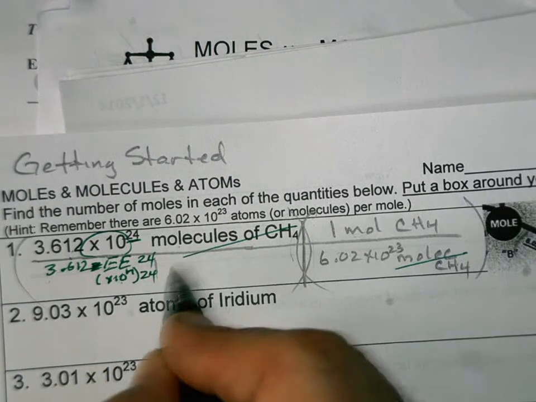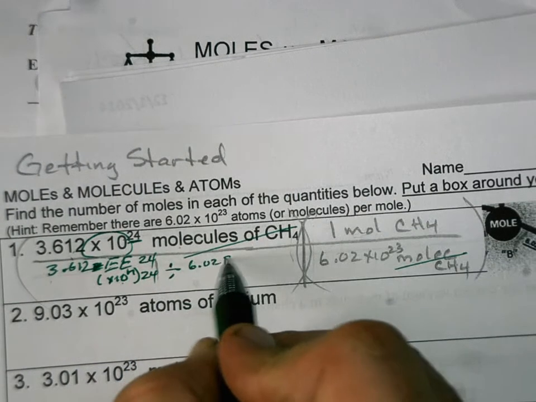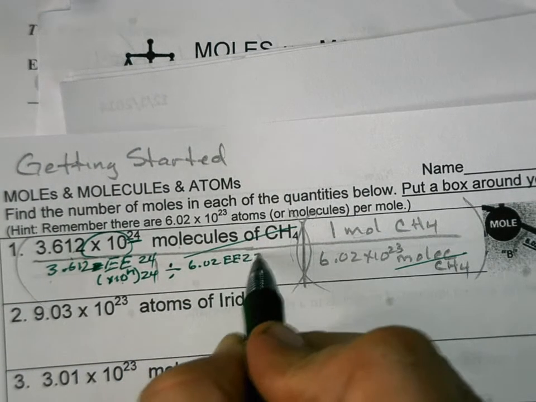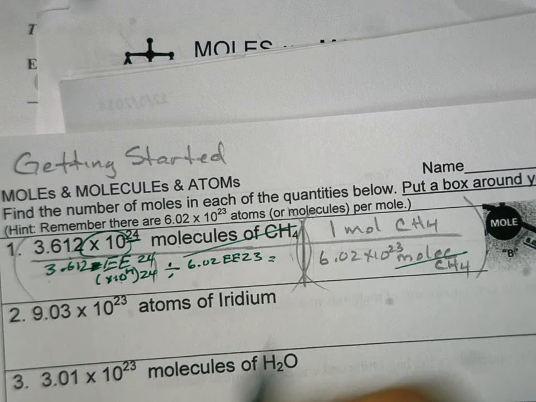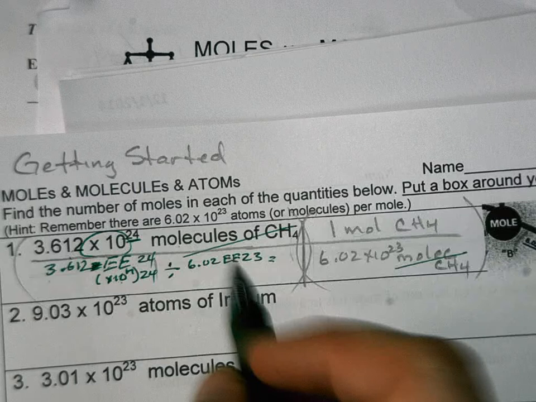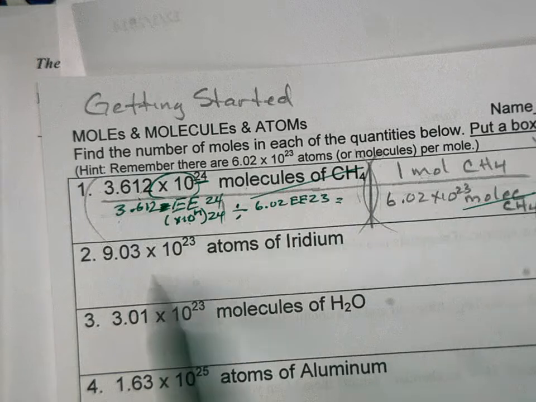Then you're just going to hit the divide button, and divide by 6.02 EE 23. That gets it set up. Then you hit equals, and you'll have your answer. Some of you have other calculators. You might have to push a button to get it out of exponent, but we've already practiced that. Now, the rest of these are set up the same.